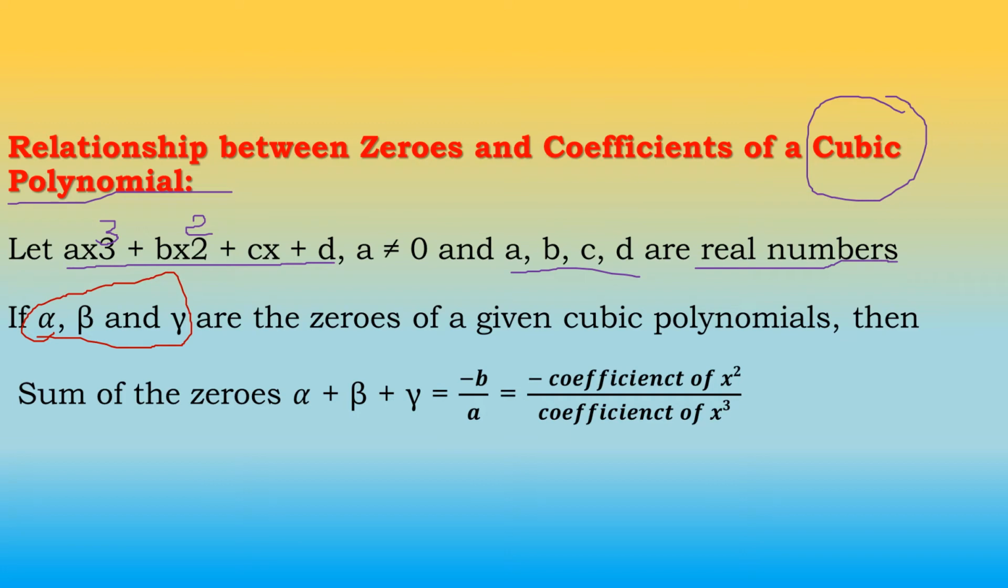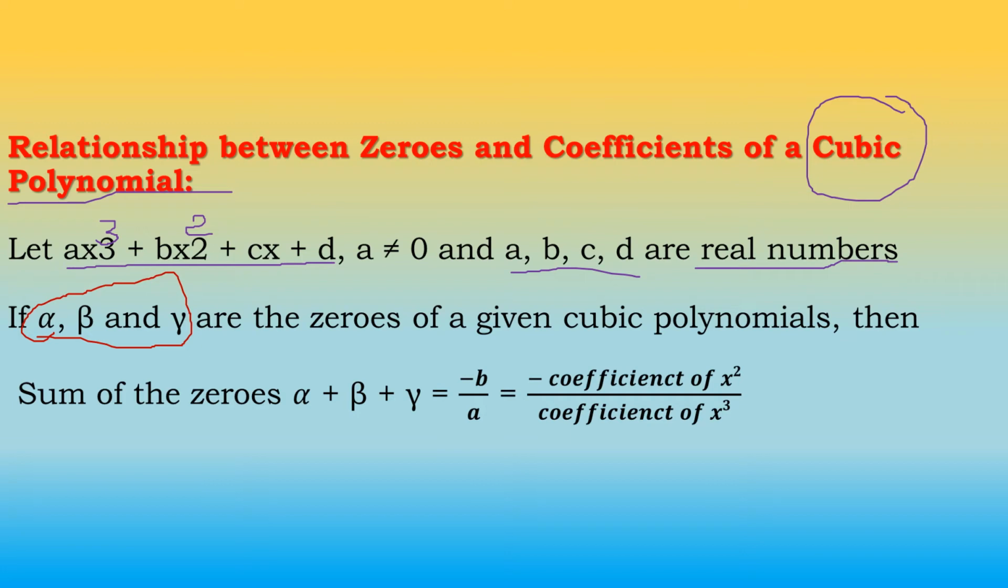So the number of zeros depends upon the degree of the polynomial. When we discussed the quadratic polynomial, we had 2 zeros, alpha and beta. Now we are discussing the cubic polynomial, and definitely we have 3 zeros: alpha, beta and gamma. So now I have a cubic polynomial and its zeros. Now let us find the relationship between zeros and coefficients.